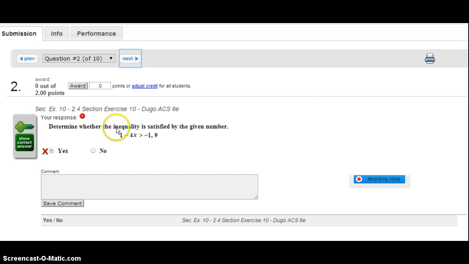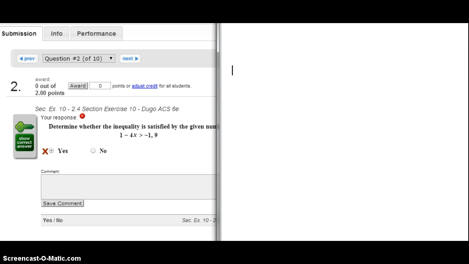Determine whether the inequality is satisfied by the given number. So what we have here is the inequality 1 minus 4x is greater than negative 1. And they're asking, is that satisfied, or is it true when we plug in a 9 for x? So when we plug in this number 9 for the x, is this statement going to be true? So let's plug it in and see.